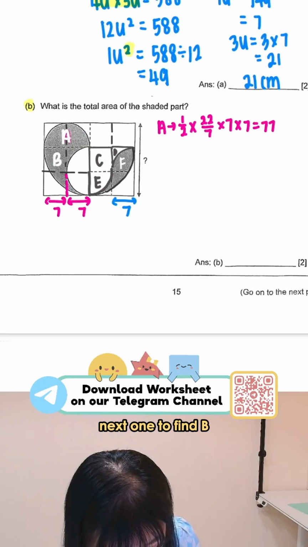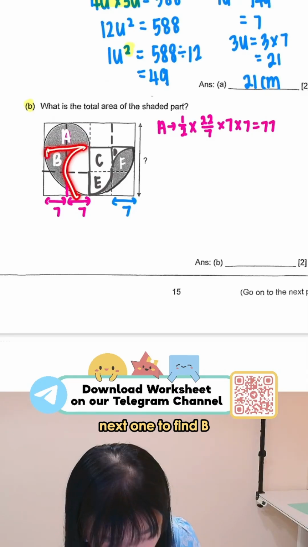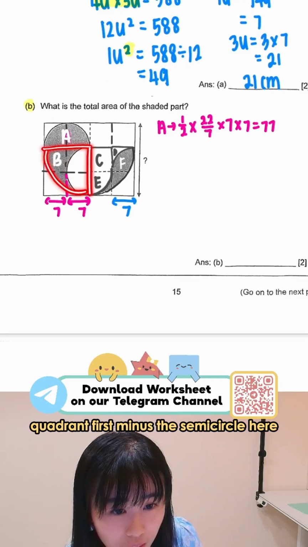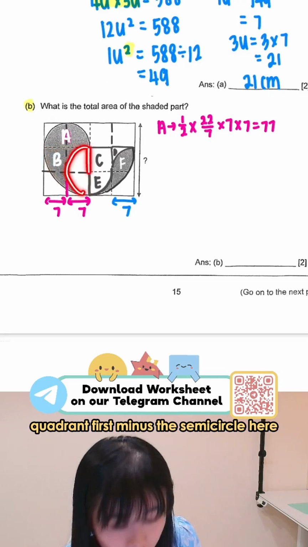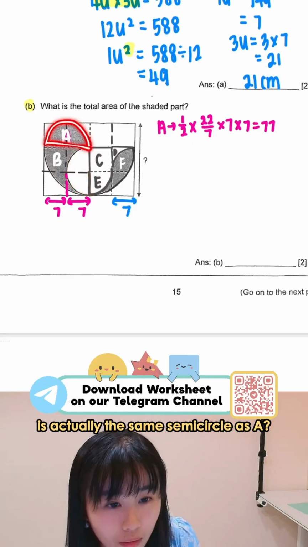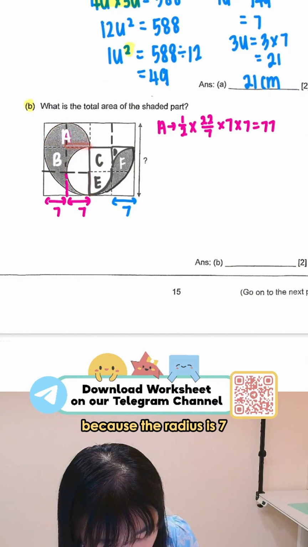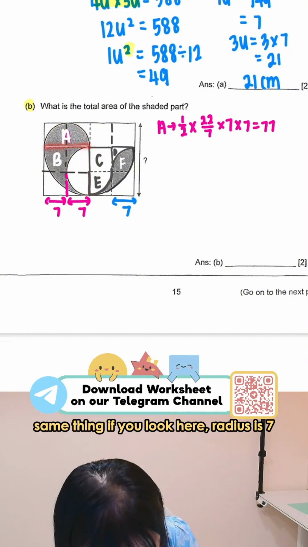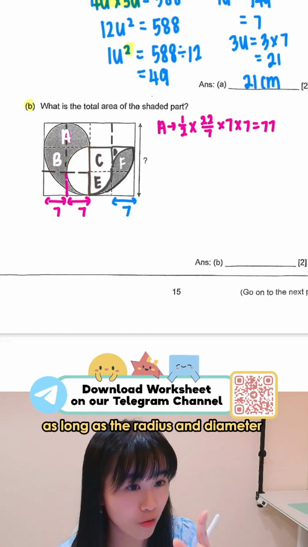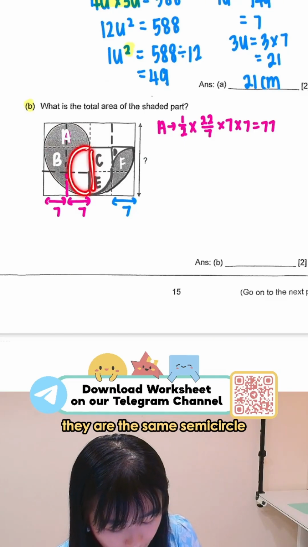Alright, next one. To find B. B is a very weird shape. So basically, to find B, you need to find the quadrant first, minus the semicircle here. But can you see that this semicircle is actually the same semicircle as A? Because the radius is 7, 7. It makes up the diameter is 14. Same thing, if you look here, radius is 7, 7, diameter is 14. As long as the radius and diameter is the same, they are the same semicircle.